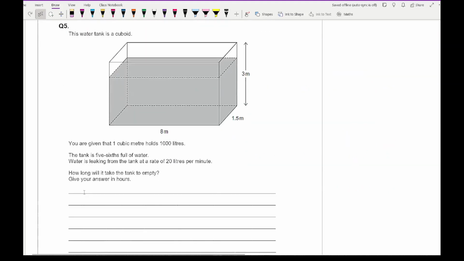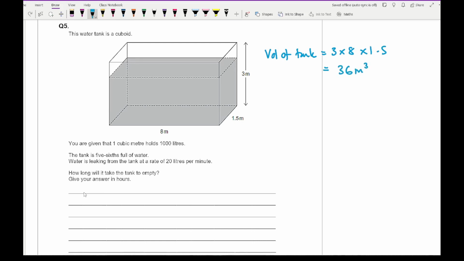Then moving on to our last question, it says that a water tank is a cuboid. You are given that 1 cubic meter holds 1,000 litres. The tank is 5/6 full of water. Water is leaking from the tank at a rate of 20 litres per minute. And it says, how long will it take the tank to empty? Give your answer in hours. So the first thing we need to look at here is that the volume of the tank is going to be 3 times 8 times 1.5, and that gives me an answer of 36 meters cubed.